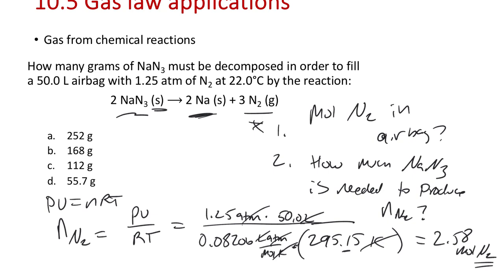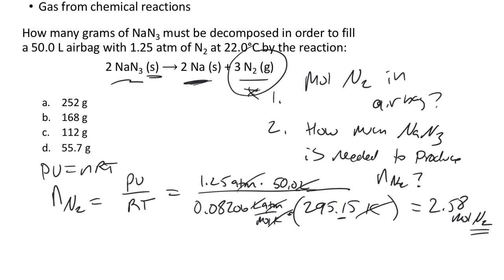Okay, so that's how many moles of nitrogen we want in the airbag, but the question's not asking for that number of moles. It's asking for how many grams of the NaN3 is needed to produce that quantity of nitrogen. So we just have to use stoichiometry. I think this is a fairly straightforward stoichiometry problem. Once we know we have so many moles here, we just need to work out the grams of the reactant that we need to produce it. So I'll give you a chance to work on that review problem of using stoichiometry to go back and calculate the grams of NaN3 and see if you can pick out the correct answer. I'll give you maybe 2 minutes to work on that, and I'll go through the answer after that.